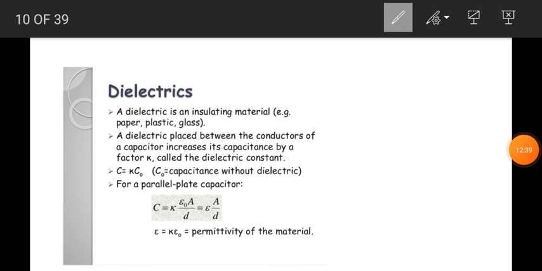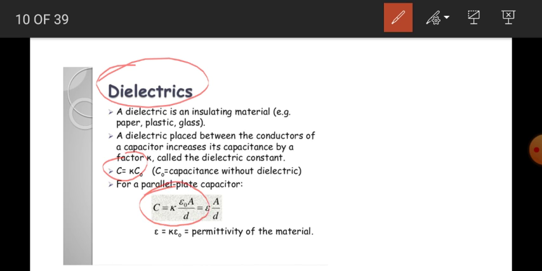So the effect of dielectrics: dielectrics are insulating materials, non-conductors, also known as insulators. When you insert a dielectric in a parallel plate capacitor, its capacitance increases K times. This is the formula, as you can see here.